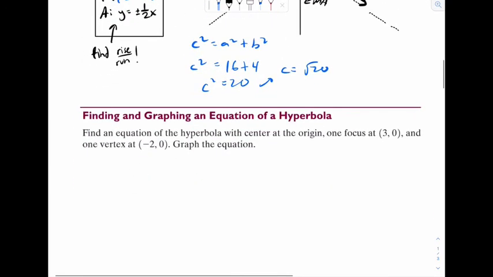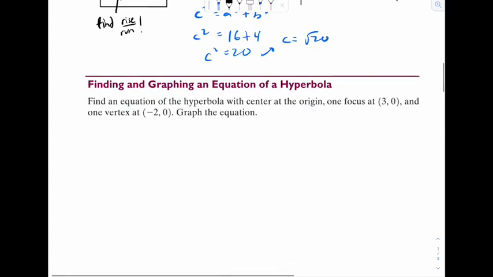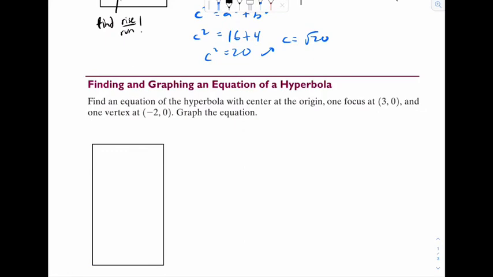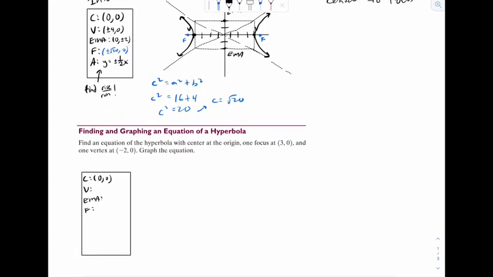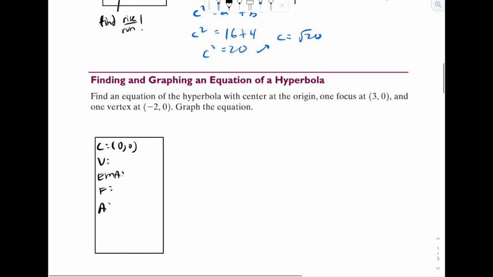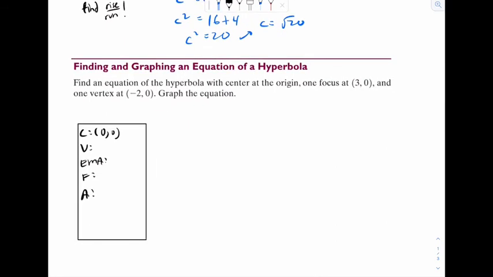Now let's try one more example. Find an equation of the hyperbola with center at the origin. So already we can make our info box. The center is the origin. We have a focus at 3, 0, a vertex at -2, 0. So let's write down our usuals. Center, vertex, EMA, focus, and now we have asymptote. And let's start filling in what we know.